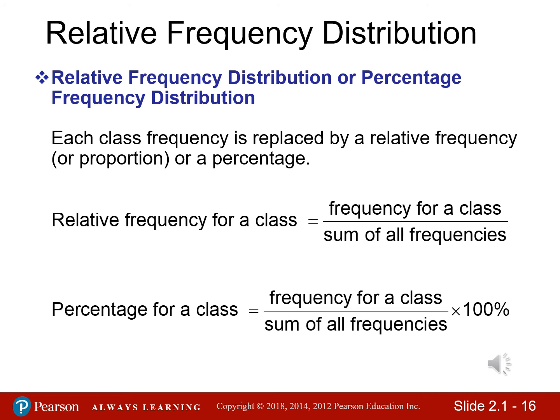And when you've finished, you want to sum up all of the relative frequencies across all of your classes, and that sum should equal 100%, or it should be very close to 100%.